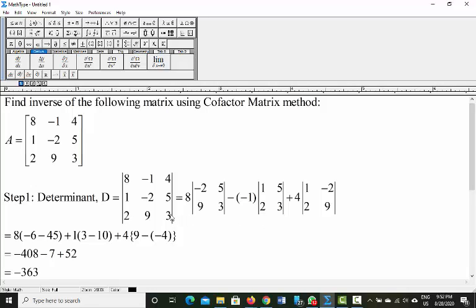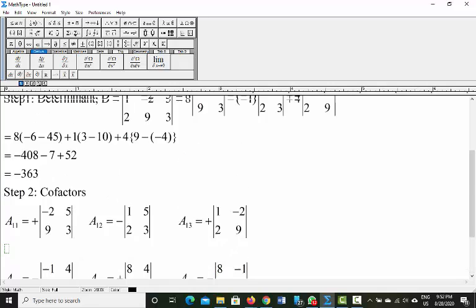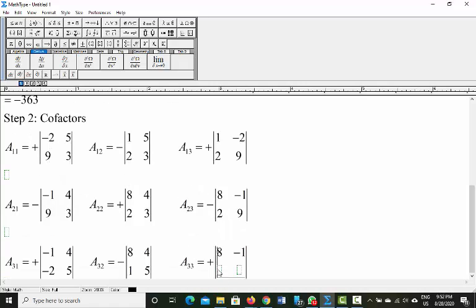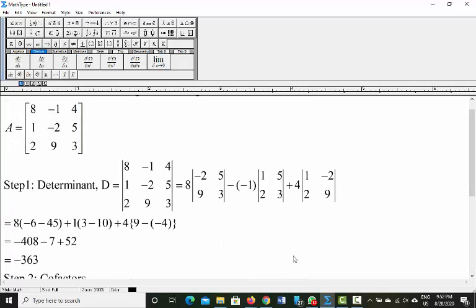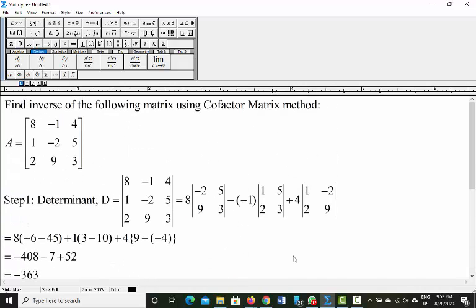Now we will find out the cofactor of this one. We will ignore this row and this column. So what will we have? 8, minus 1, 1, minus 2.